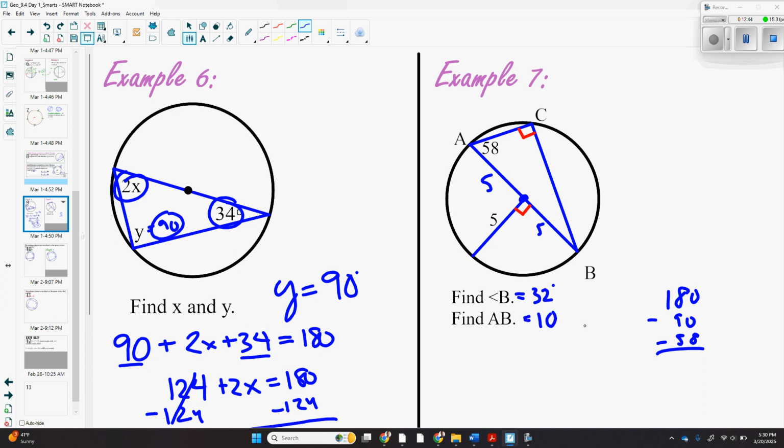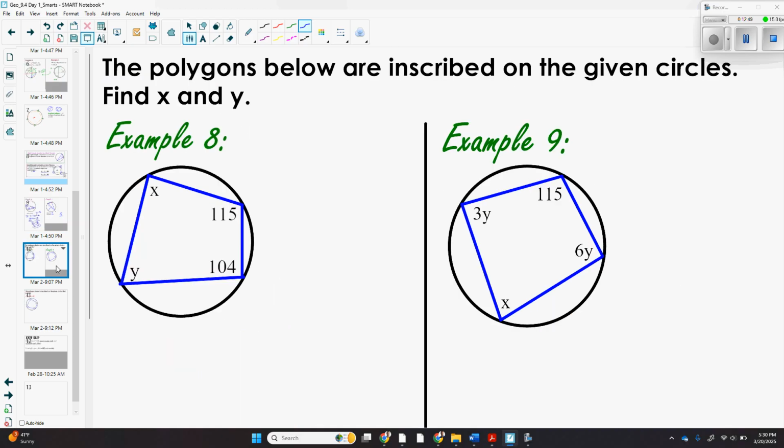This one says the polygons below are inscribed in the given circles. We need to find x and y. Because it's an x and a y, you can't make the same equation using different letters. So I'm going to use the x first, and with the x, I have to use the opposite one. Remember that the opposite angles in an inscribed quadrilateral in a circle are supplementary. So I can just do 180 minus 104, and that's going to leave me with 76. So 76 degrees is what x is there.